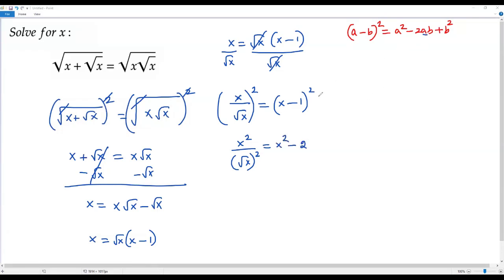So for this a, I have to plug in x. And for b, I have to plug in 1. Because instead of a, we have x, instead of b, we have 1. Positive b square means I have to write 1 square.